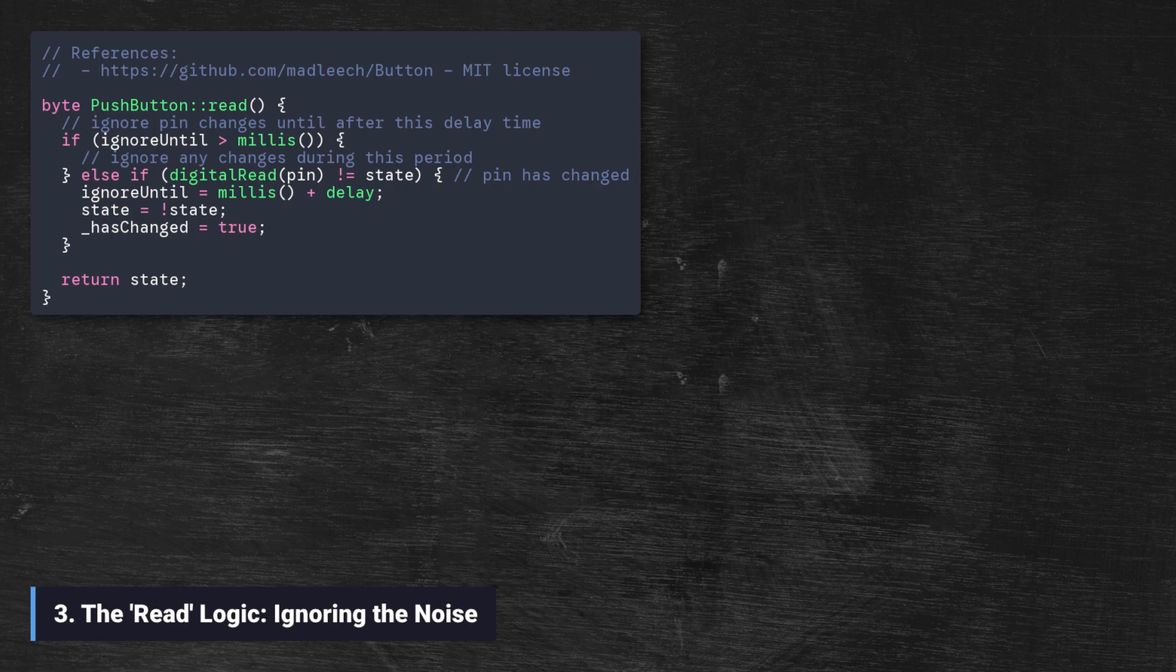When a change is detected, three things happen. ignoreUntil = millis() + delay. It sets a new lockout timestamp for the future, the next 100 milliseconds. During this time, any subsequent mechanical vibrations will be ignored. state = !state. It toggles the current state from high to low or vice versa to record the new stable condition. _hasChanged = true. It flags that a change has occurred.